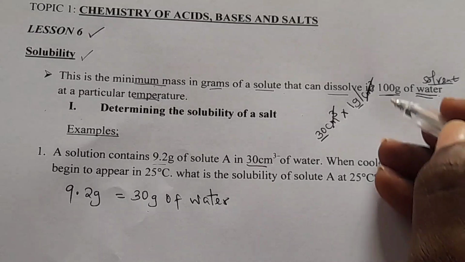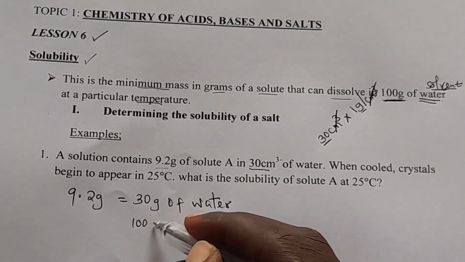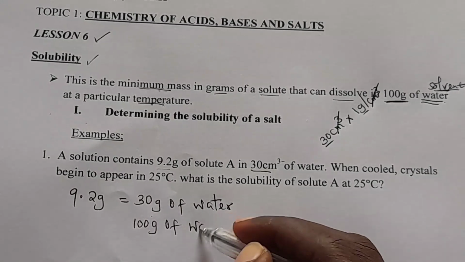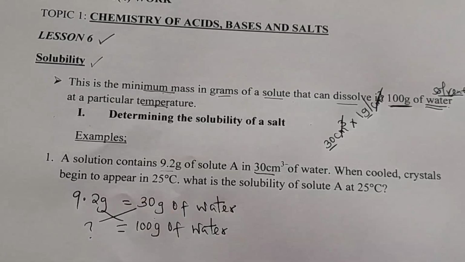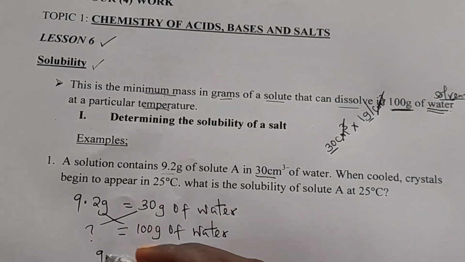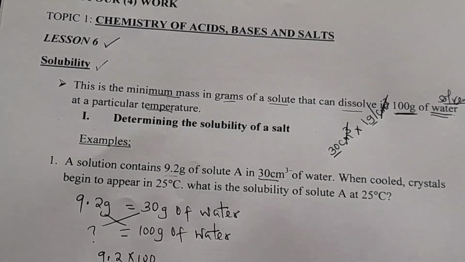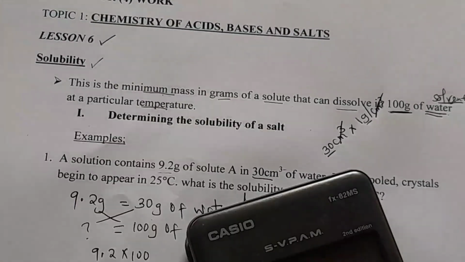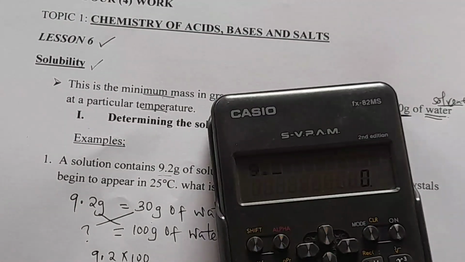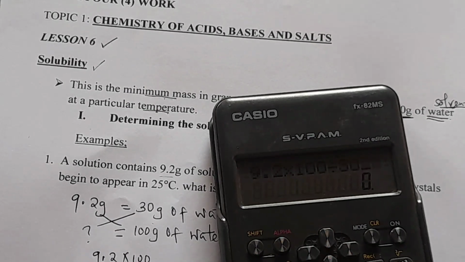Okay, what about 100 gram of the solvent? That's water in our case here. What about 100 gram of water will give us the solubility of that solute A? So let's cross multiply. We are going to get 9.2 multiplied by 100 divided by 30. So here, what are we going to get as our solubility? 9.2 times 100 divided by 30.